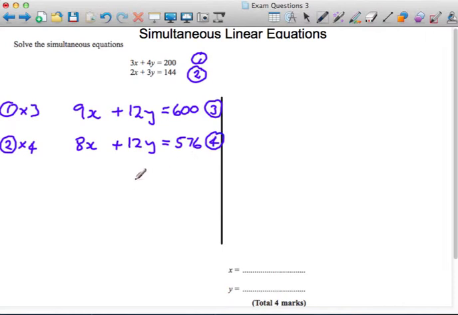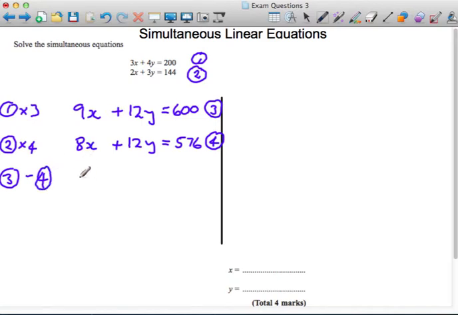Now I've got the same number of y in both equation 3 and equation 4. If I subtract one from the other, the y's will disappear. If the signs had been opposite, one positive, one negative, I would have added them to make them disappear. But if the signs are the same, either two pluses or two minuses, then subtraction is the way to eliminate them. So I'm going to say equation 3, take away equation 4.